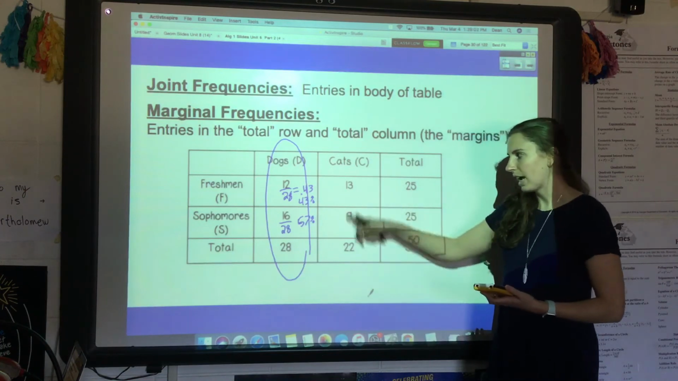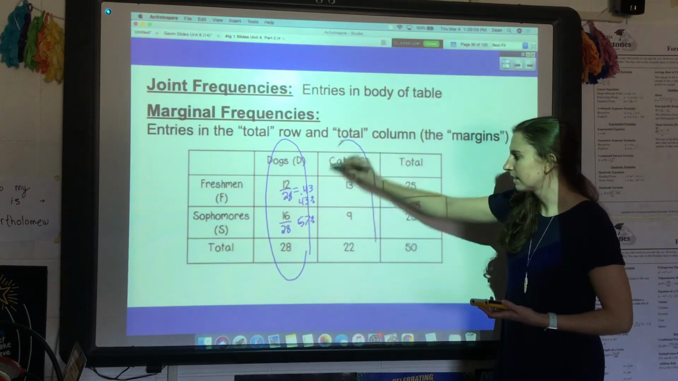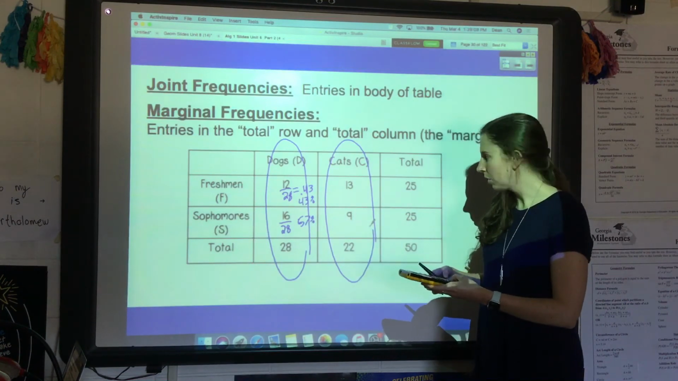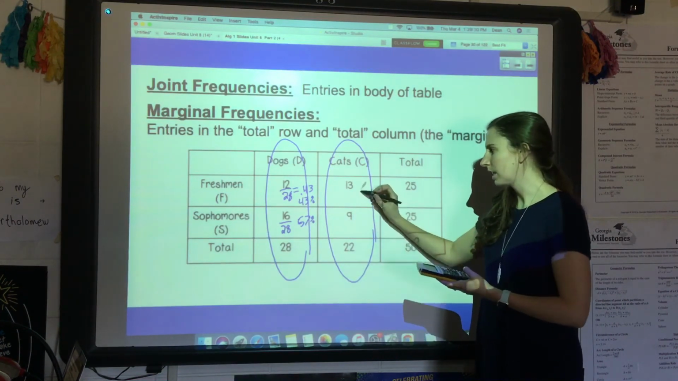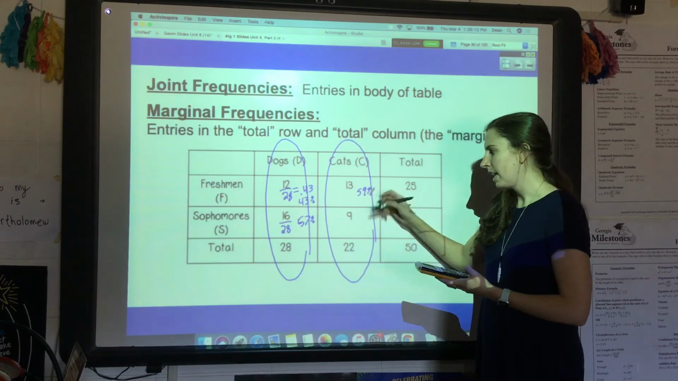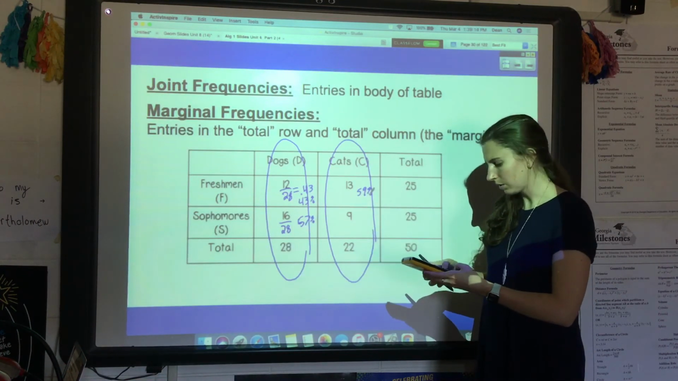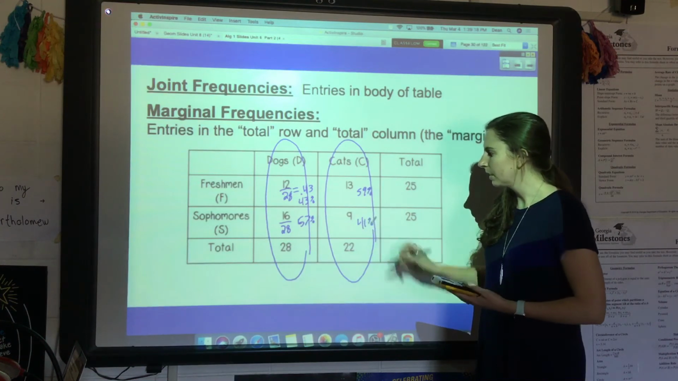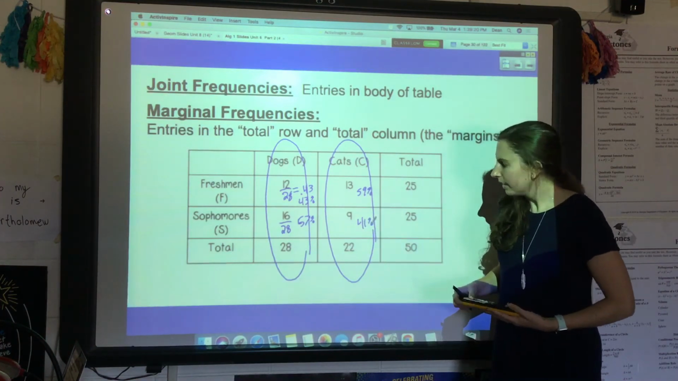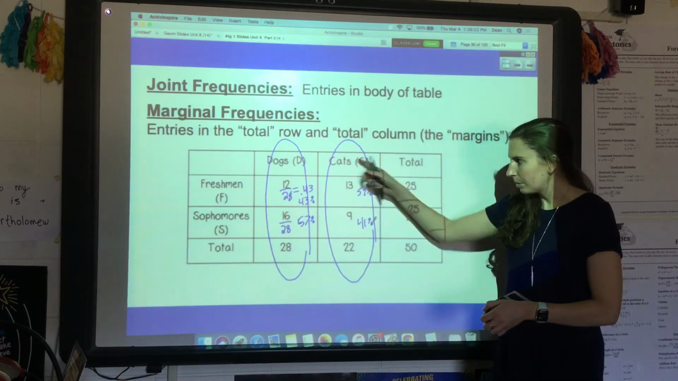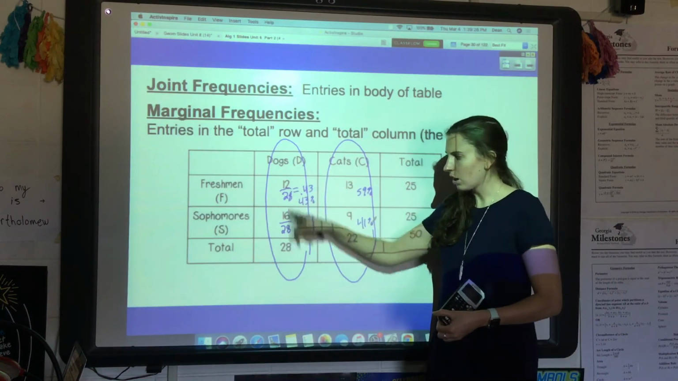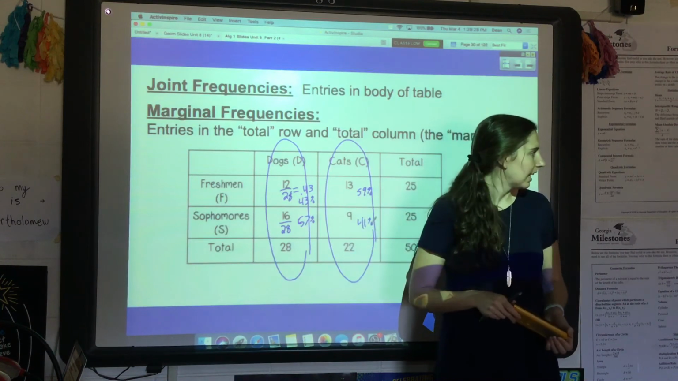That's going to be different out of the people who picked cats. 13 out of 22 were freshmen, so that's about 59%, and 9 out of 22 were sophomores, which is about 41%. Which tells me that out of the people who liked cats, more of them were freshmen, and out of the people who liked dogs, more of them were sophomores, and that kind of thing.